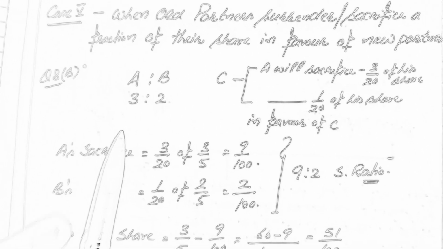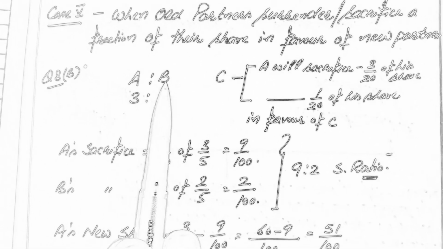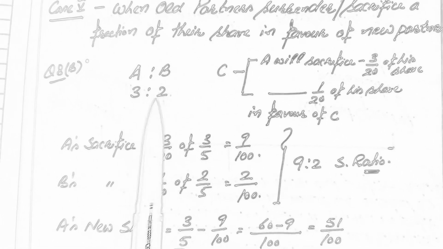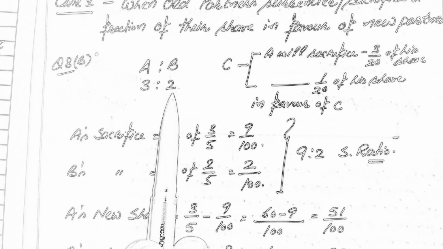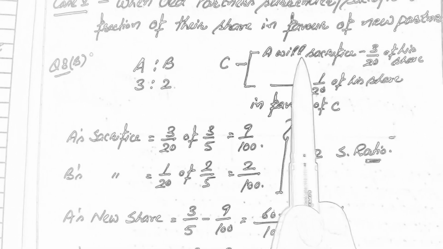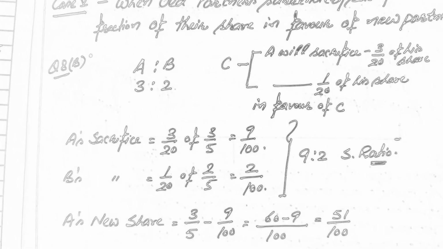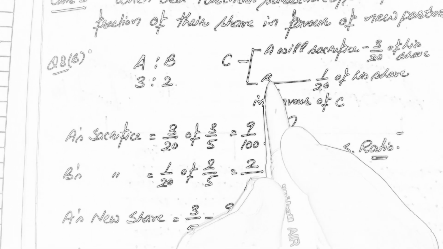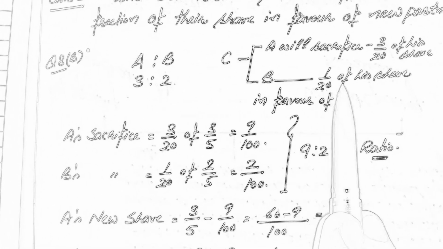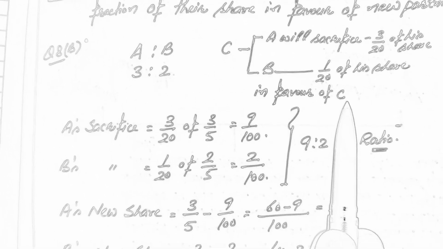Now if we brief up the question, we have the information: there are two partners A and B. Their profit sharing ratio is 3:2. C is admitted as a new partner. A will sacrifice 3/20th of his share and B will sacrifice 1/20th of his share in favor of C.